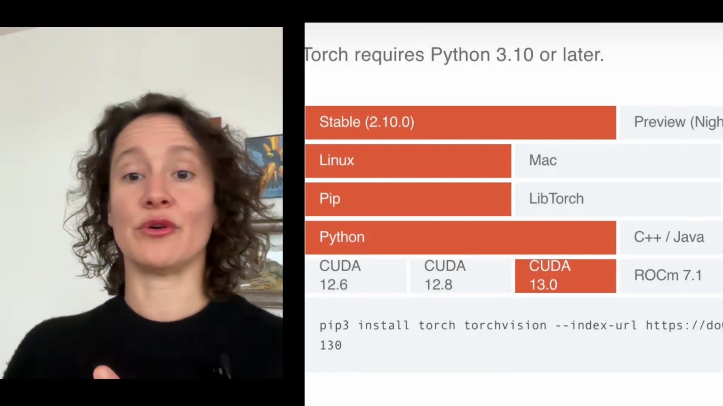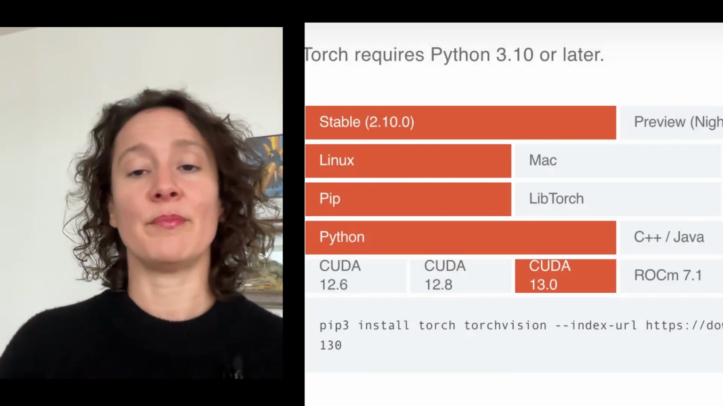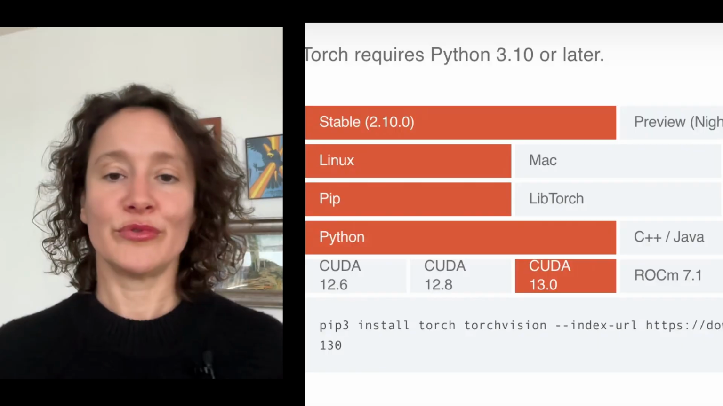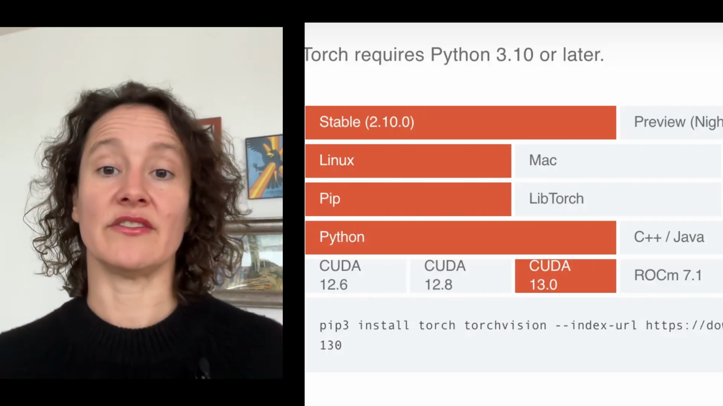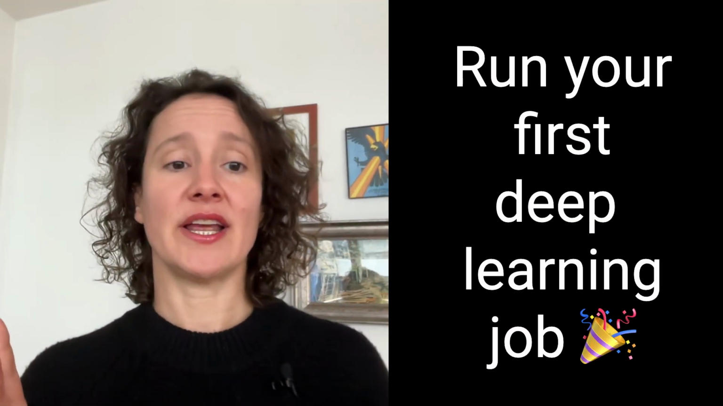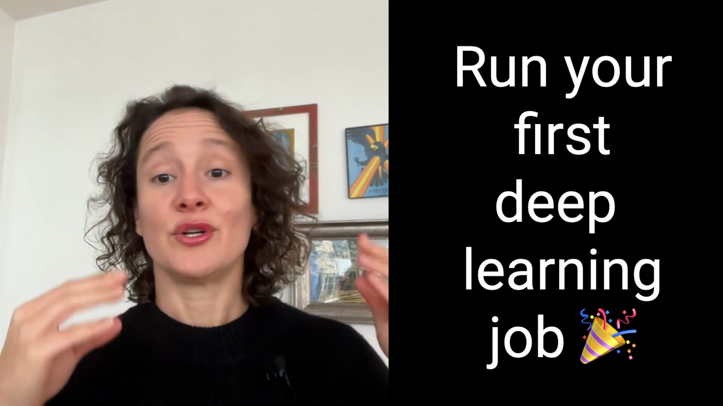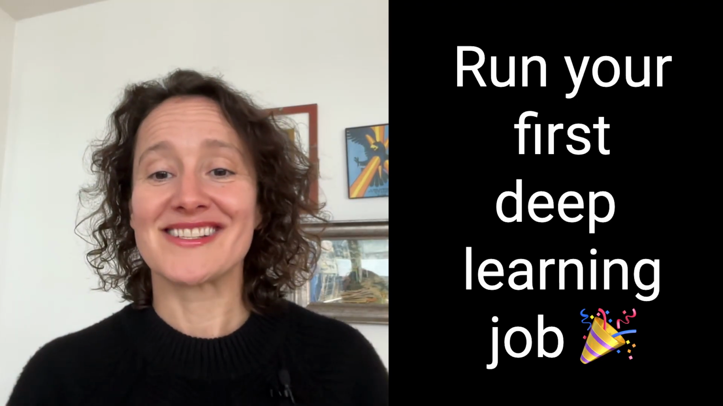So I'm going to share with you this page from PyTorch that helps you decide exactly what it is you need to install. So now you have your drivers installed. You have your GPU software installed. You have your Python environment management installed, whatever it is you're using to do that. You have your operating system installed, right? All of that is installed and running, and you're going to be able to run your first deep learning job.